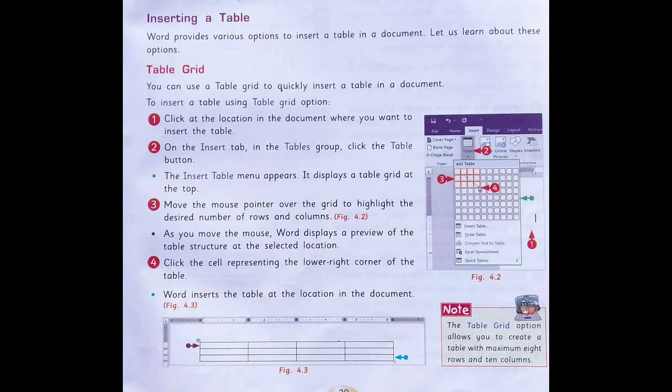The Insert Table menu appears. It displays a table grid at the top. Move the mouse pointer over the grid to highlight the desired number of rows and columns. As you move the mouse, Word displays a preview of the table structure at the selected location. Click the cell representing the lower right corner of the table. Word inserts the table at the location in the document.